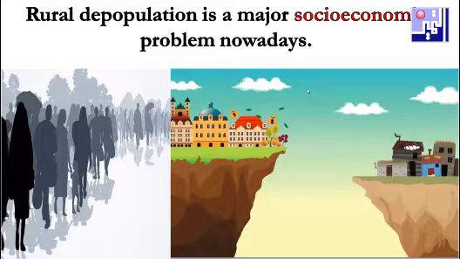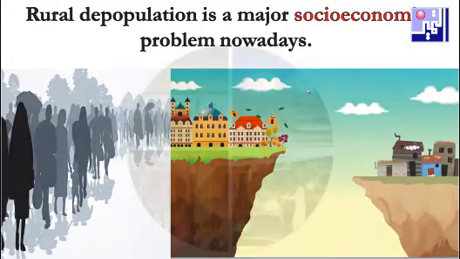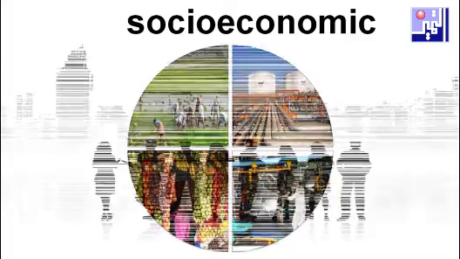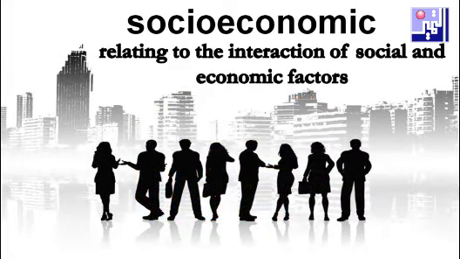After that we have socioeconomic. For example, rural depopulation is a major socioeconomic problem nowadays. Socioeconomic here is a compound word made of two words. The first one is social, the second one is economic. So it's socioeconomic, relating to the interaction of social and economic factors.